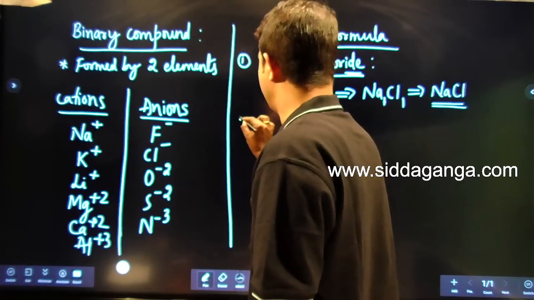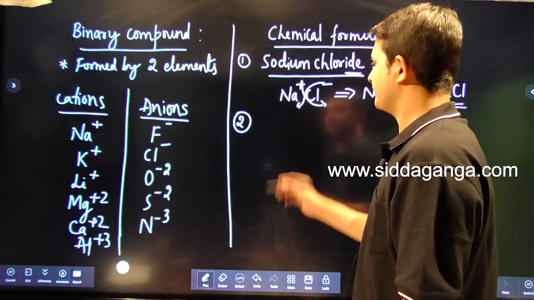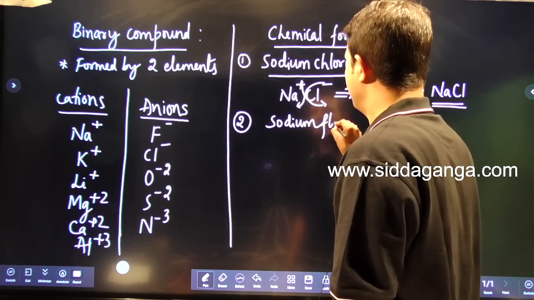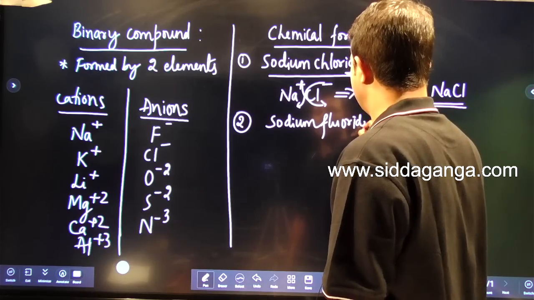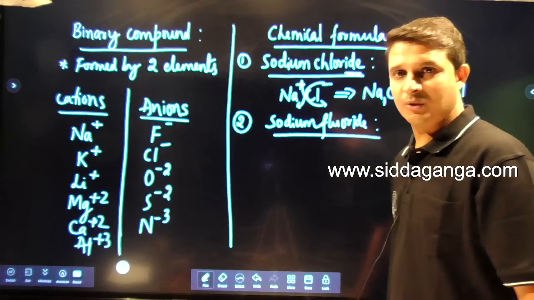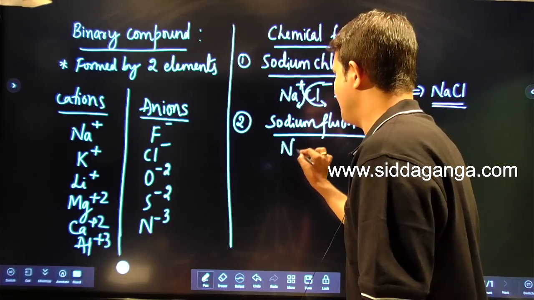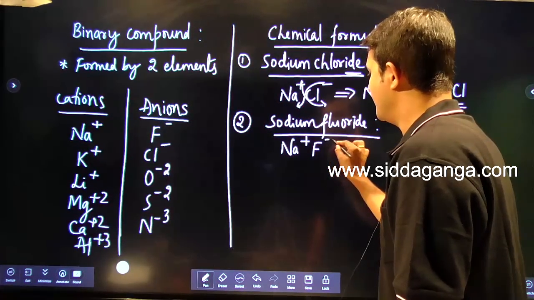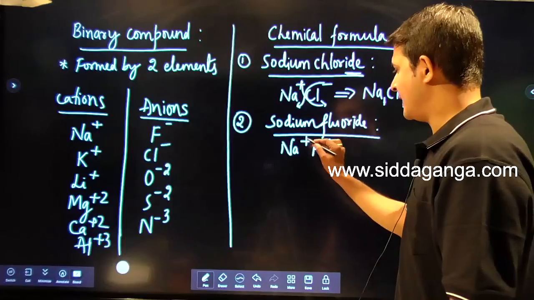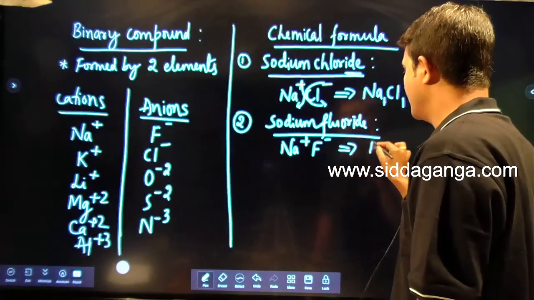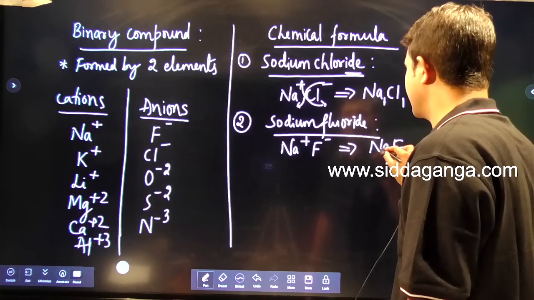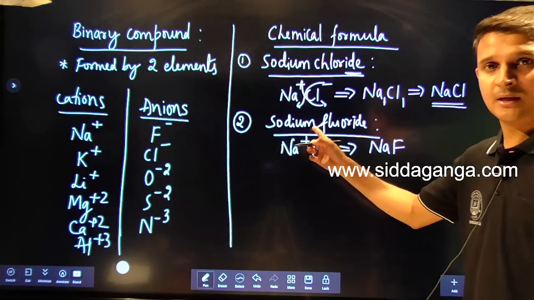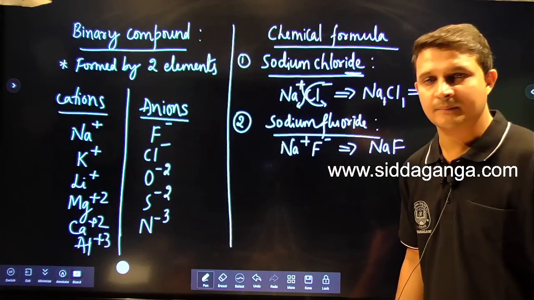So let's take a few more examples. Sodium fluoride. Sodium is Na plus, fluoride is F minus. The valency is 1 and 1, therefore it is simply represented as NaF. NaF is the chemical formula of sodium fluoride.